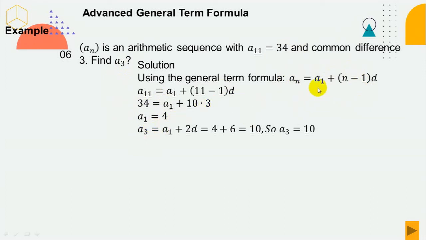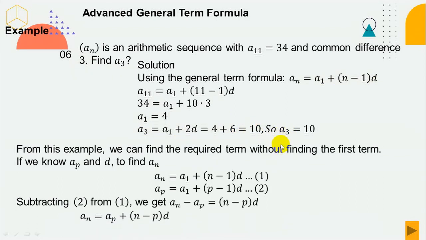The general term is aₙ equals the first term plus n minus 1 times d. So you need to change n to be 3. So the third term equals the first term plus 2d. Because the first term is 4, plus 2 times, because d is 3, so plus 6 equals 10. So the third term equals 10.